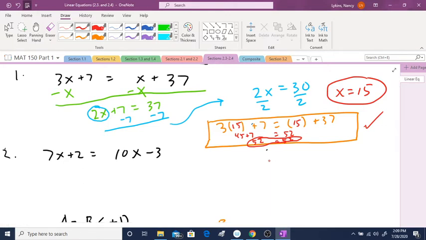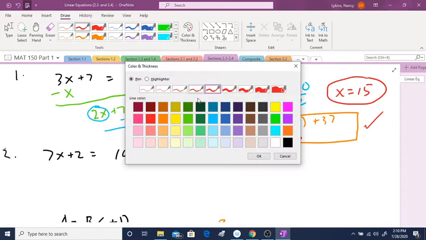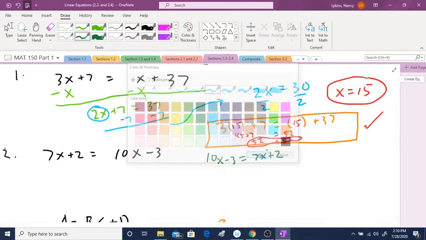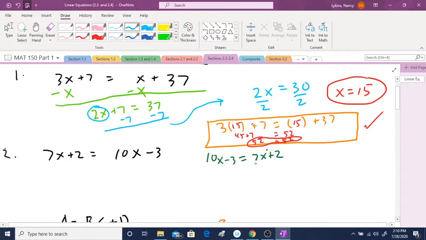My rule of thumb is I always like having the more positive x on the left side. You can achieve this without messing up the problem by just rewriting it as 10x minus 3 equals 7x plus 2. It's the same equation, you're just flipping around the equal sign. So now I've got the 10x and 7x. I take that 7x, and since it's positive, I'm going to subtract it on both sides. So I've got 3x minus 3 equals 2.